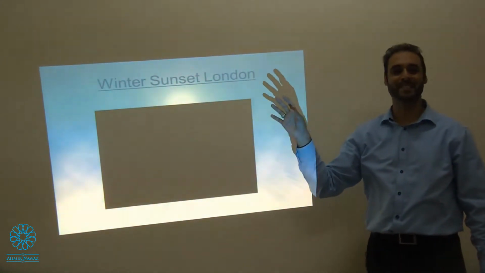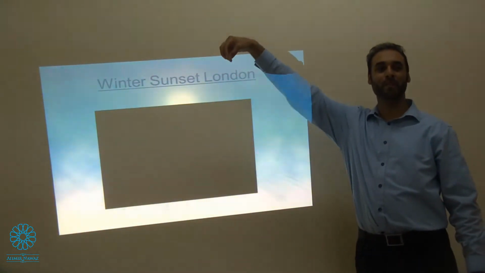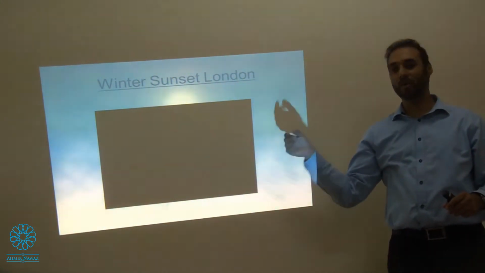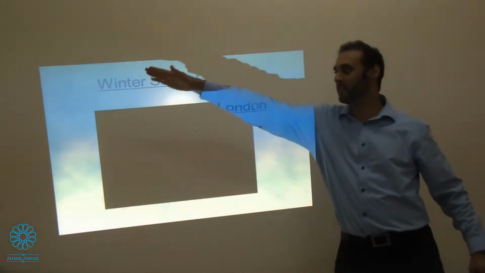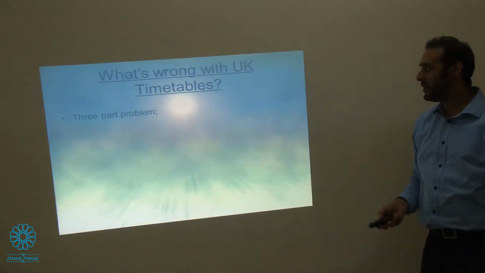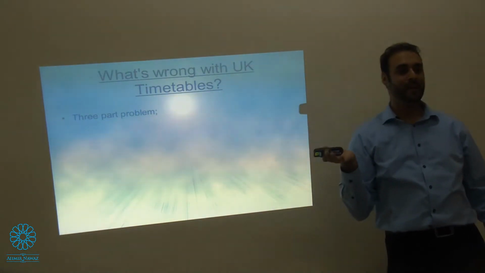Now, normally when you see beautiful sunset pictures and the sun going down, you see the sun going down from the top straight to the bottom. That's at the equator. But because you're so far north, the sun actually goes across. It descends like that. So what's wrong with the UK timetables?